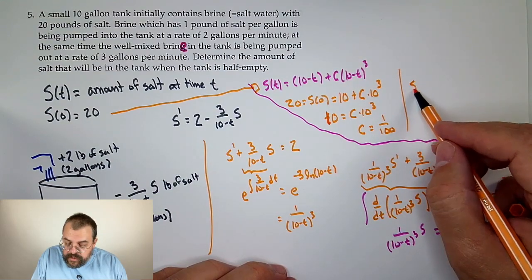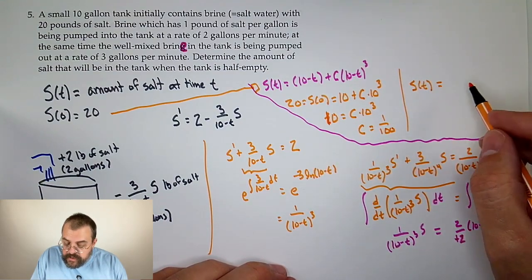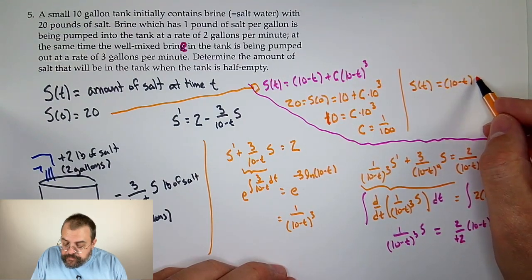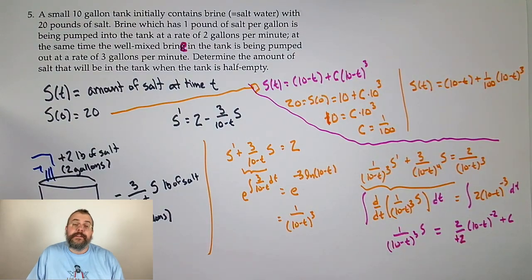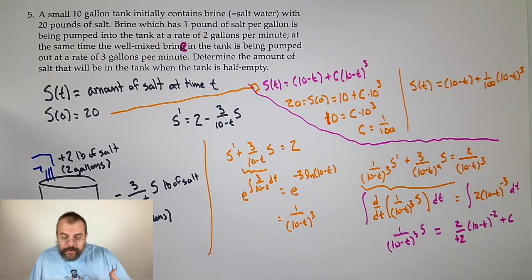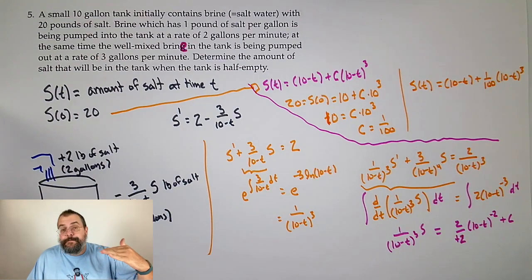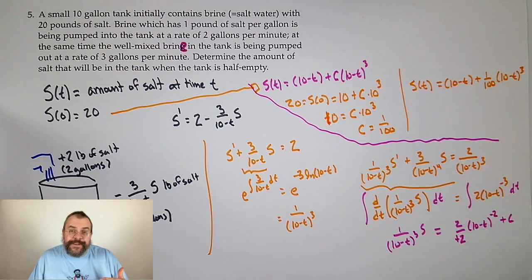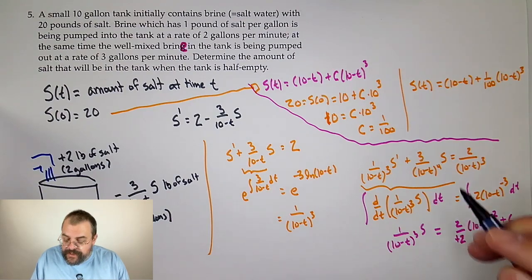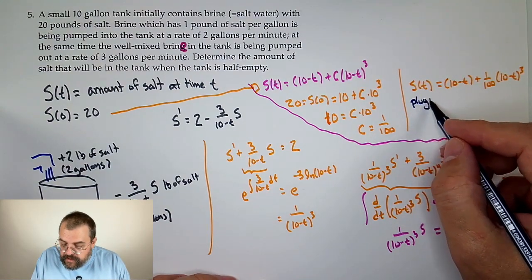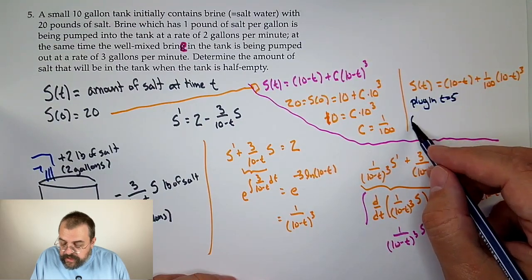So we see our salt at any given time, that's 10 minus t plus 1 over 100 times (10 minus t) cubed. To finish up, when is it half empty? Well, we started with 10. If we're half empty, how much do we have? Well, we should have 5. Now, that's how many gallons we have, but be careful how much time has that been. And we are in luck. So here, it would be at time t equals 5. So plug in t equals 5, and we find our answer.